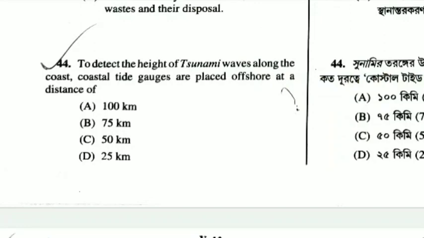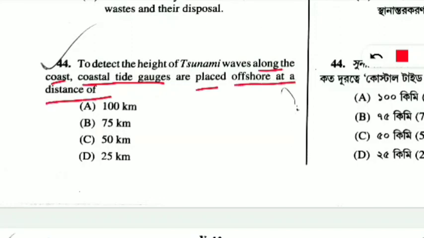Question number 44 is to detect the height of tsunami waves along the coast. Coastal tide gauges are placed offshore at a distance of what? So here one thing you should note down: to detect the tsunami height, what are the things used? They are coastal tide gauges. So these gauges are placed offshore at a distance of approximately 100 kilometers. So option A will be correct in this regard.